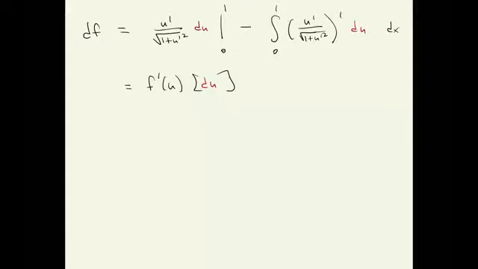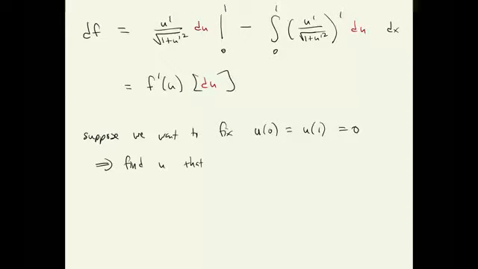So suppose we want to fix, let's just even say, u of 0 equals u of 1 equals 0, just for simplicity. And now we want to find the u that minimizes the arc length f of u. We know probably it's a straight line from one point to the other, but let's pretend we don't know that.